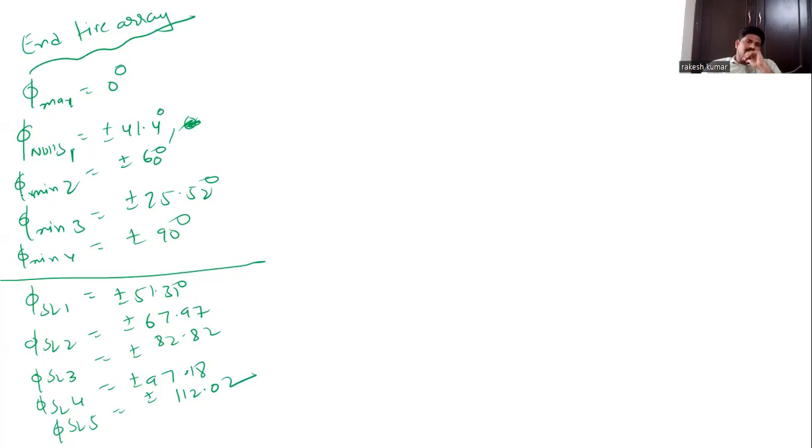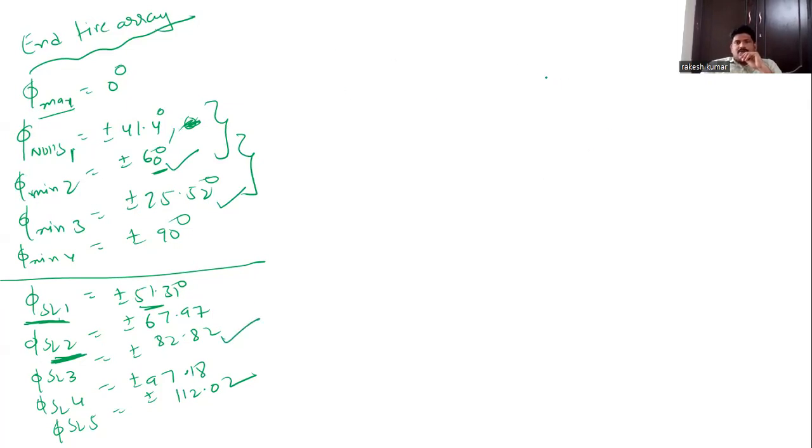Always the first side lobe should be in between the first null and second null. So the first null is 41.4 and the second null is 60. So you are getting an answer in between the first and second null. Similarly, the second side lobe should be in between the second null and third null. What is the second null here? 60 degrees, and the third null is 75.52. Your answer is also in between like this.